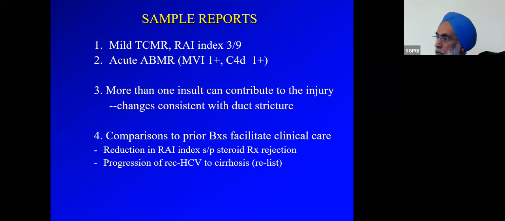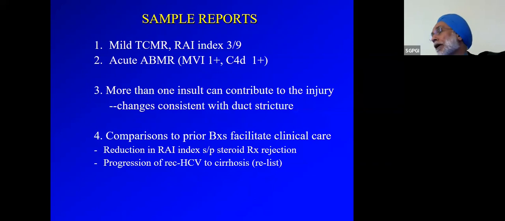So your job is not to just say rejection, yes, no. You are a much more competent person. You can look at all the histopathology lesions, combine it with the clinical diagnosis, and help actually even the clinicians lead to a proper diagnosis. And so then we would probably say, oh, there are also changes consistent with duct stricture.